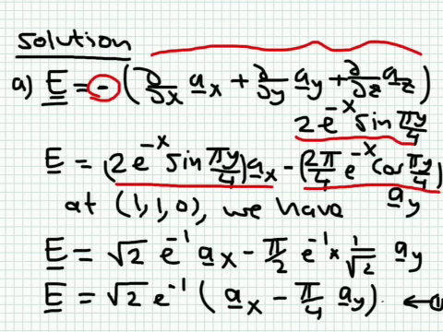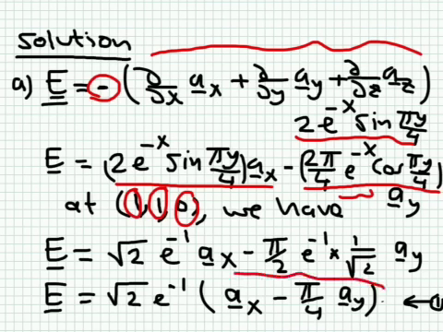If you want to calculate this at the point 1, 1, and 0, you put x equal to 1 here, put y equal to 1, and you put z equal to 0. So this will give you e to the minus 1 sine pi over 4. And this term here will give you e to the minus 1 cosine pi over 4. Sine pi over 4 and cosine pi over 4 are 1 over square root 2. So when you simplify, you end up with this vector here.